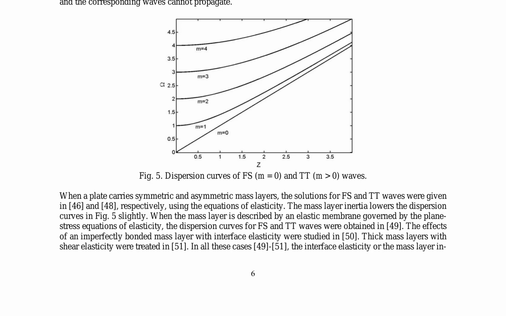The shear horizontal, SH, or antiplane motion is described, governed by equations 5 and 6, which are simpler than equation 2. SH motions include face shear, FS, and thickness twist, TT, modes, with dispersion curves shown in Fig. 5. Elastic and piezoelectric solutions for these waves were obtained, along with studies on mass layers, interface elasticity, and thick mass layers with shear elasticity.